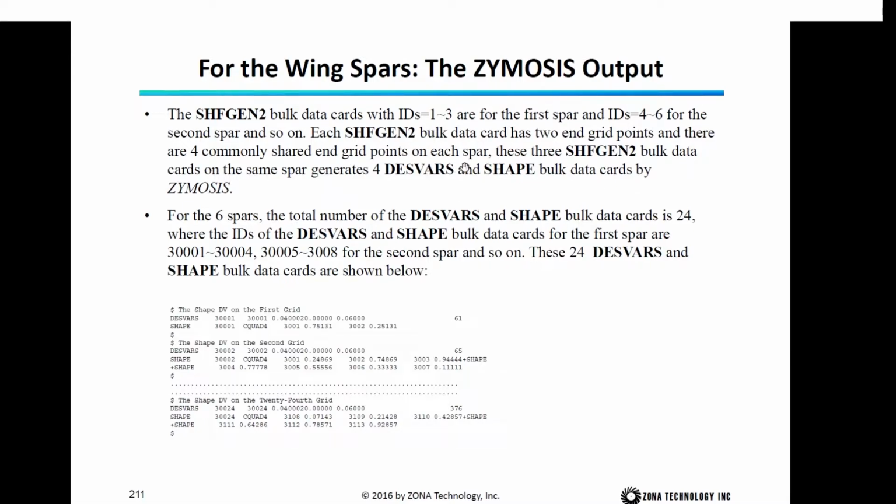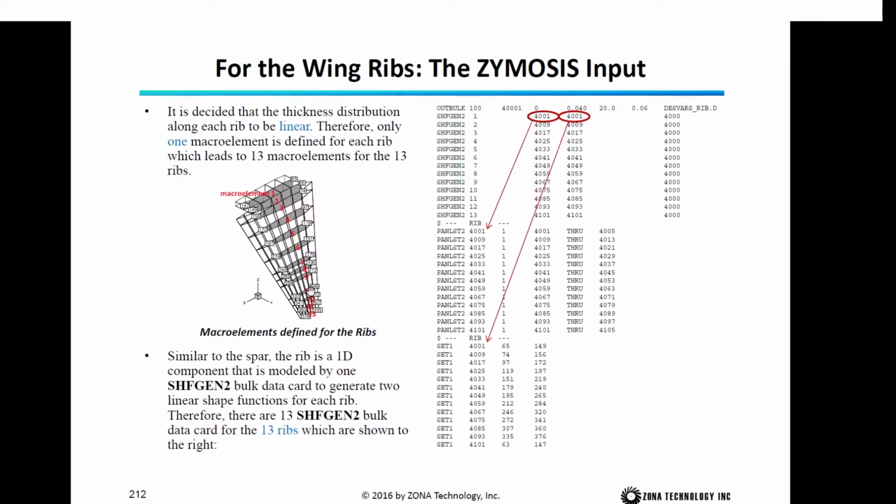Each shape gen 2 card has two endpoints, and there are four commonly shared endpoints on each spot. So three shape gen 2 cards on the same spot generate four design DESVARS S and a shape card. So for six spots, the total number of DESVARS S and shape cards is 24, where the ID of the DESVARS S and shape cards for the first spots is 30,001 and 34, and 30,005 and 30,008 and so on. So that there are 24 DESVARS S and shape cards for the spot.